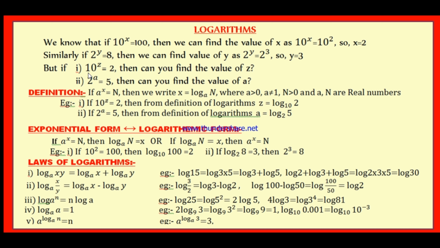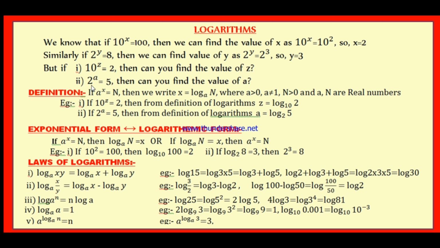But if the questions are like this, for example, if 10 power z is equal to 2, then can you find the value of z by using this knowledge? In order to find the value of z when 10 power z is equal to 2, you have to write 2 to the base of 10. But 10 power 0, 10 power 1, 10 square, 10 cube, 10 power 4, no value is equal to 2. Therefore, you cannot write 2 to the base of 10, so you cannot find the value of z by using the above knowledge.